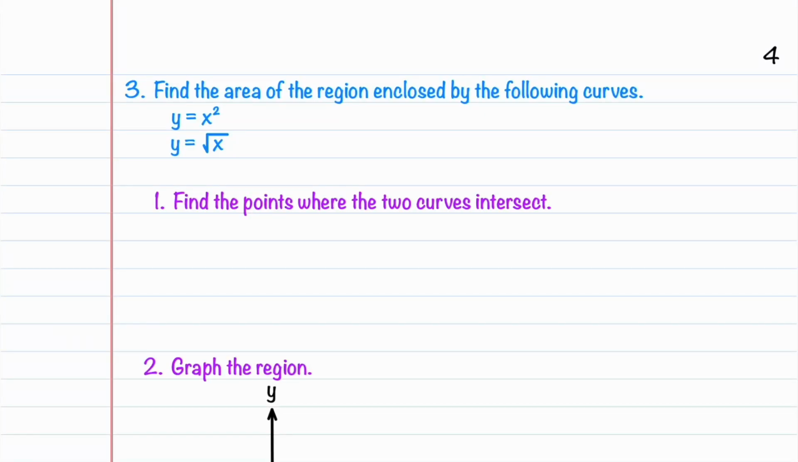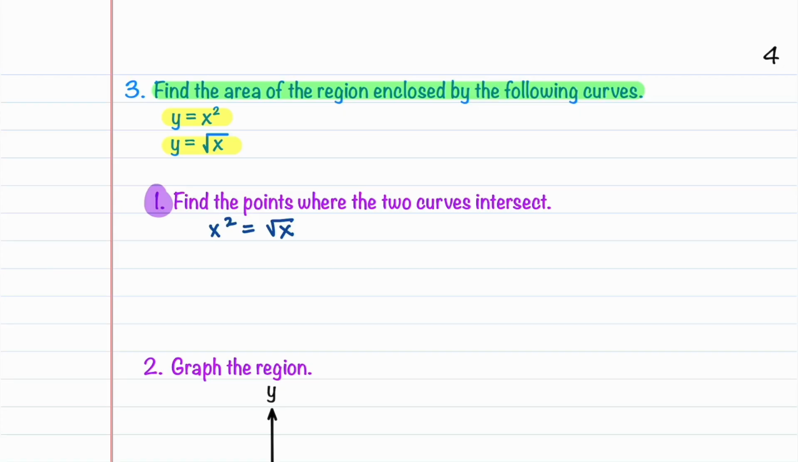In this example, we're going to find the area of the region enclosed by the following two curves. y is equal to x squared, and y is equal to the square root of x. The first thing that we're going to do is find the points where these two curves intersect. So we're going to start by setting them equal to each other. This gives us x squared is equal to the square root of x.